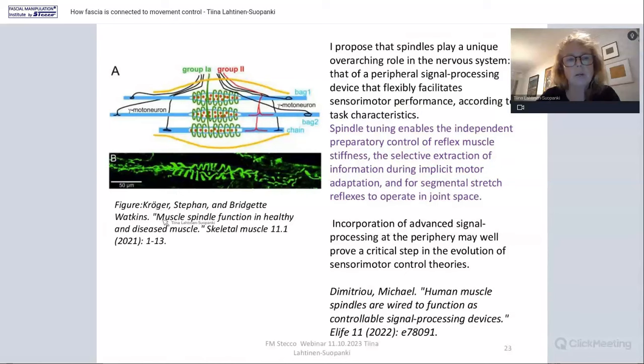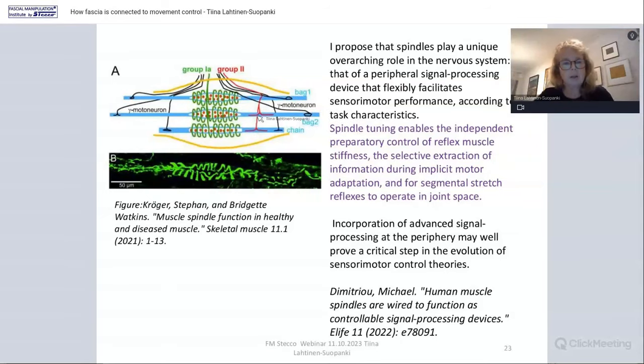And when we look at this, the spindle tuning, so the independent preparatory control of the reflex muscle stiffness, this is changing all the time. It's a kind of reading the surroundings. It's also, of course, measuring the length of the muscle. But then the static, the group two, these are activating the gamma motor neuron according to the activity we're doing.